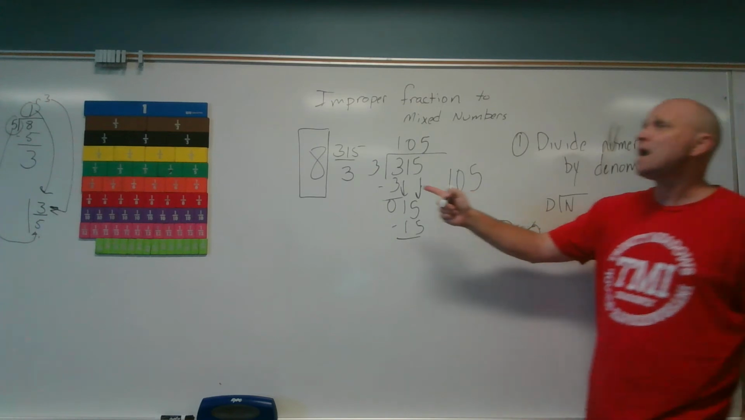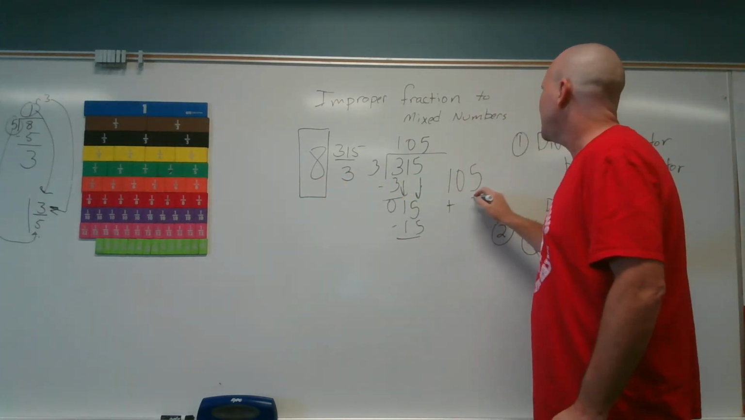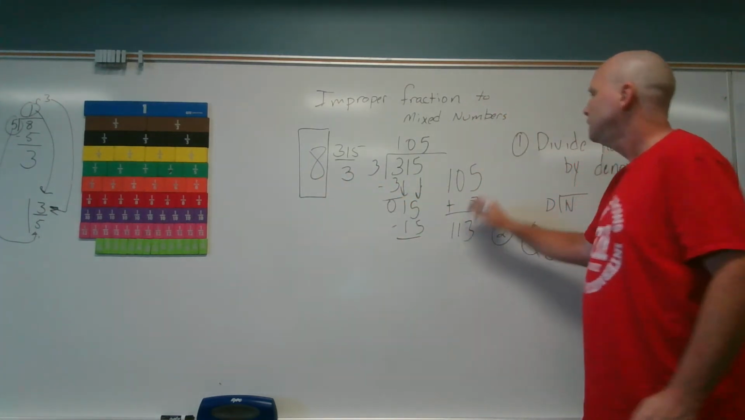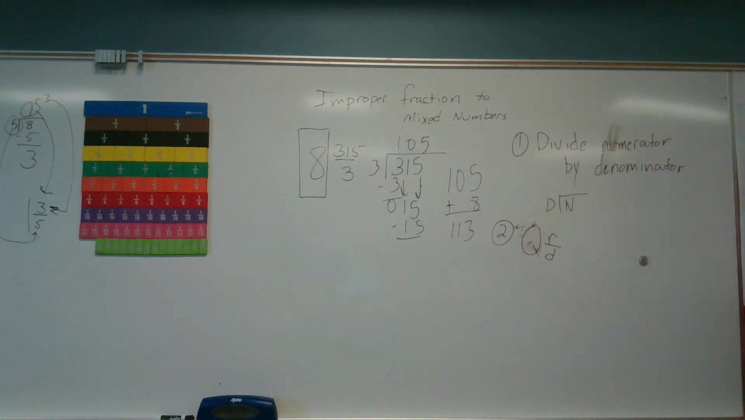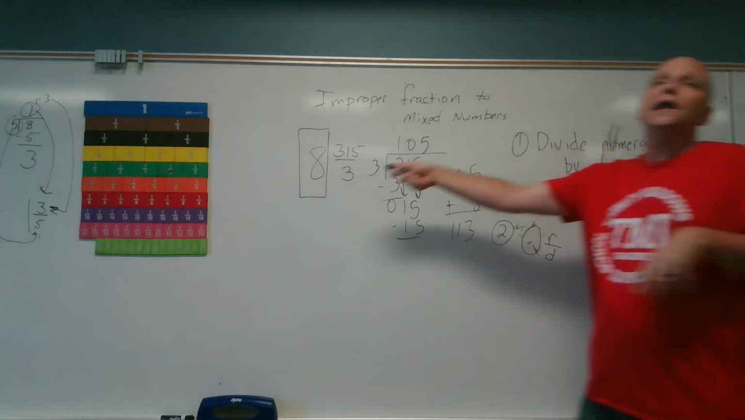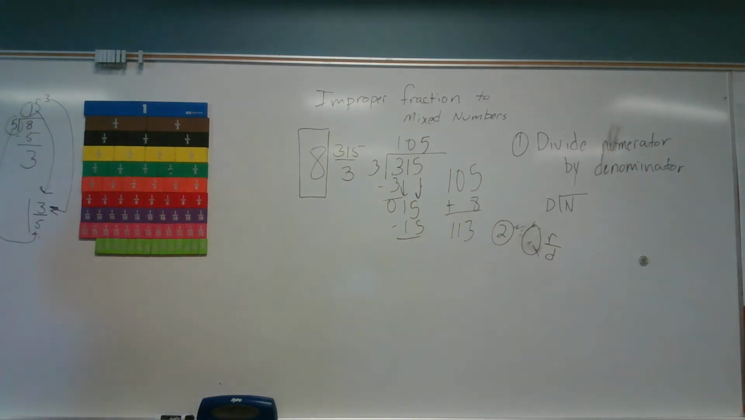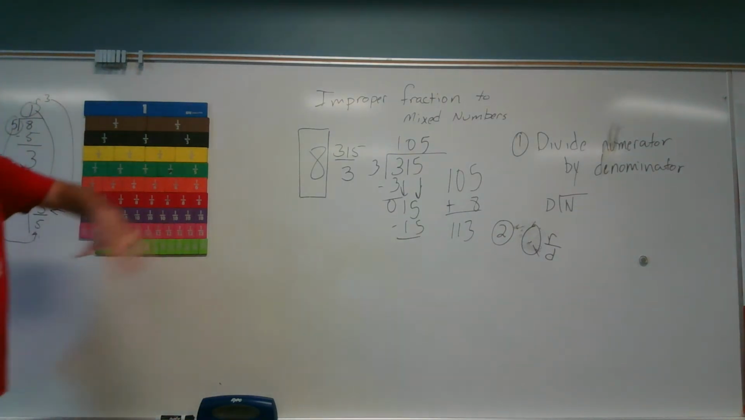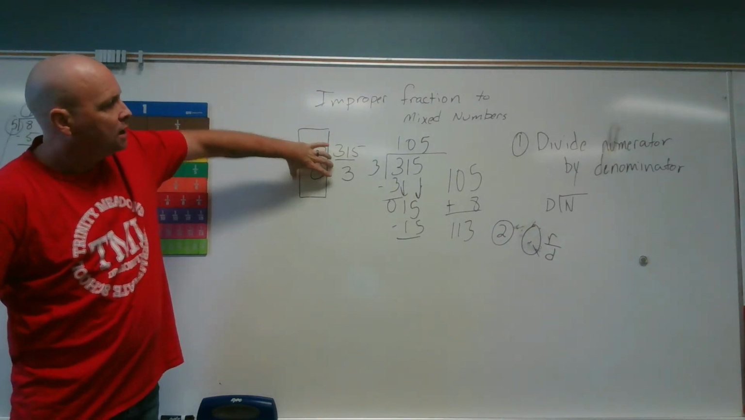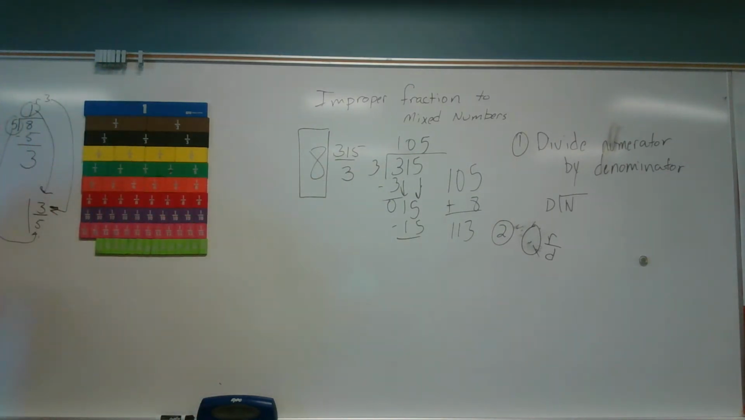But I already have 8 here. So I have to add that 8 in here. And so that's going to become a 113. If you already have a whole number here, you can't just leave it out. You have to change the fraction and then add that whole number to the other whole number.